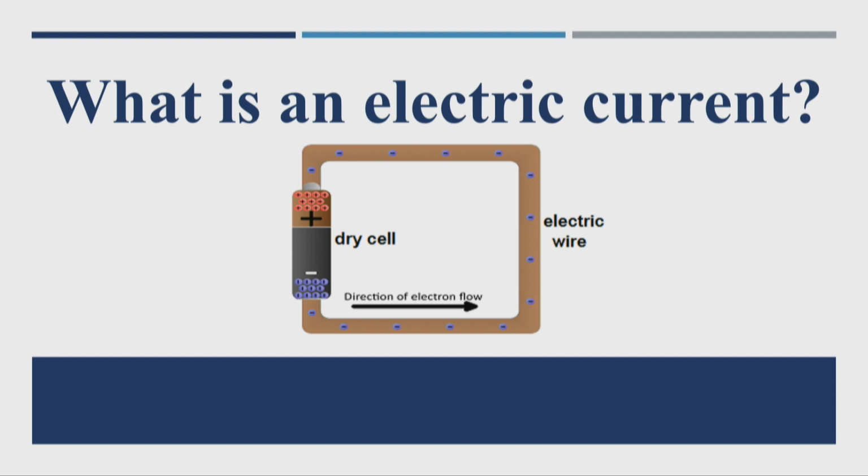What is an electric current? An electric current is due to a flow of charges. In a metal, the charges are electrons. We will learn later in this lesson that there are two types of charges.